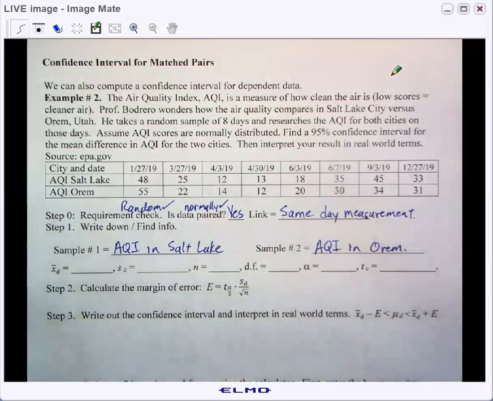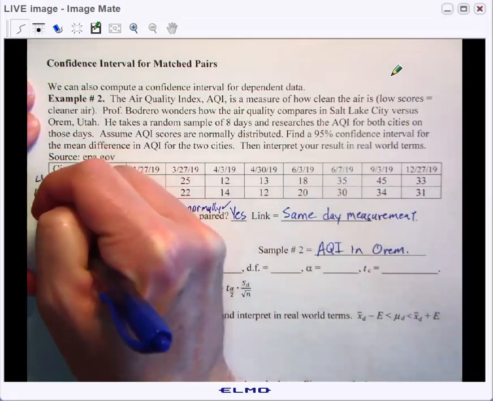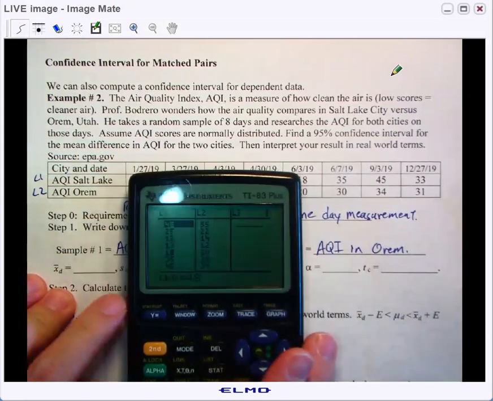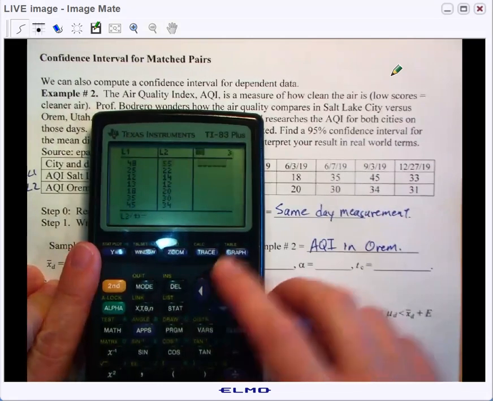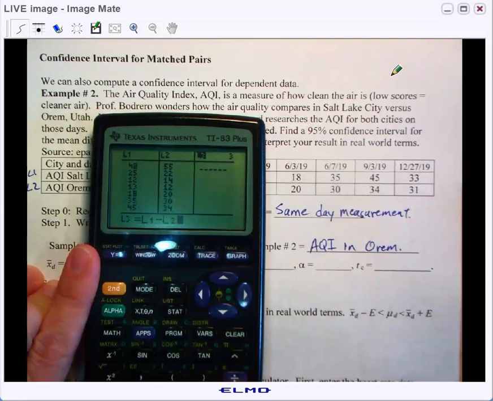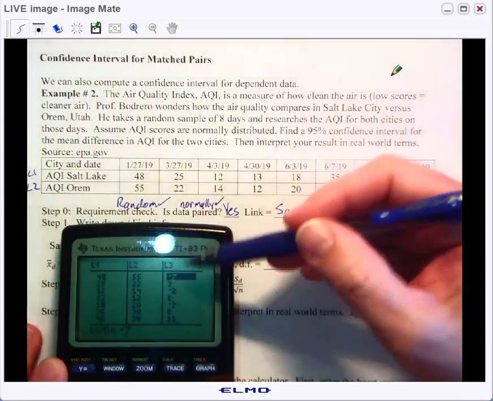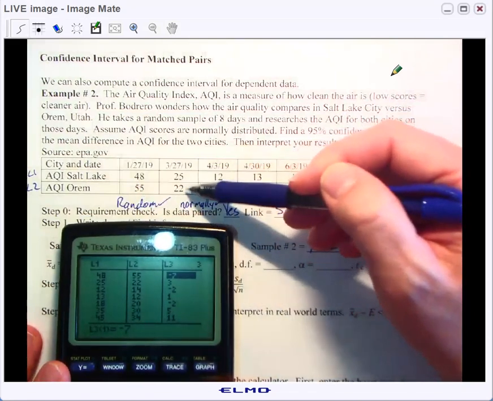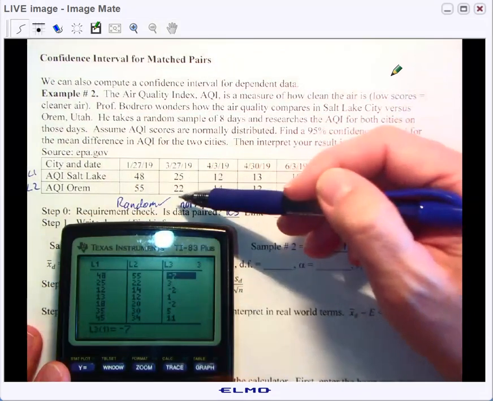Okay. So I've got the air quality index data in list 1 and the Orem air quality index data in list 2. Once again, I'm going to come up here and do on the L3 icon, Salt Lake minus Orem. So you can see that on the first day, Orem's was 7 higher than Salt Lake's, but on the second day that was selected, Salt Lake was 3 higher than Orem.